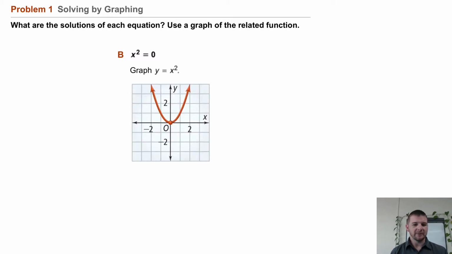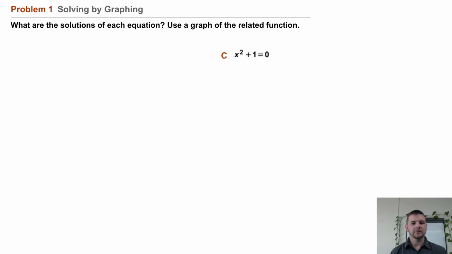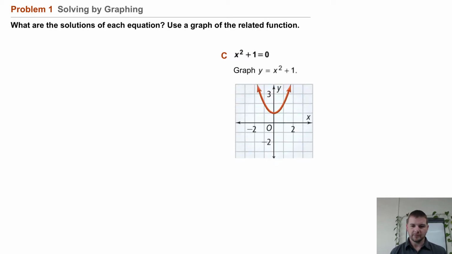This parabola has 1 x-intercept. At its minimum value, the vertex, there's 1 solution. It's 0. And C, the equation x squared plus 1 equals 0, we'll graph y equals x squared plus 1. Notice this parabola has no x-intercepts, so we can say there is no real number solution.